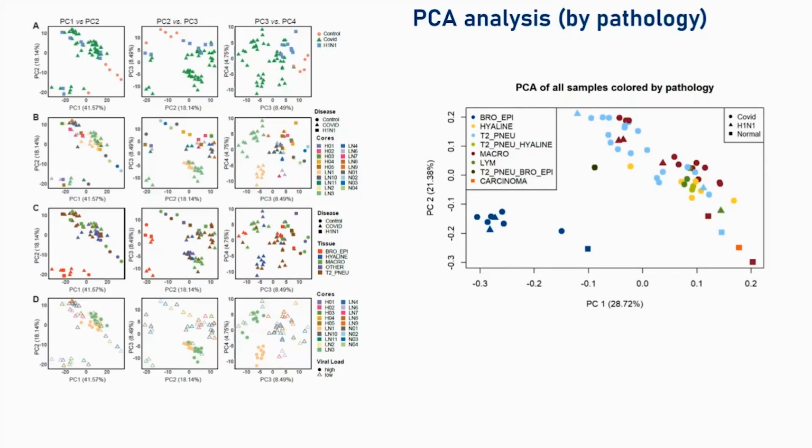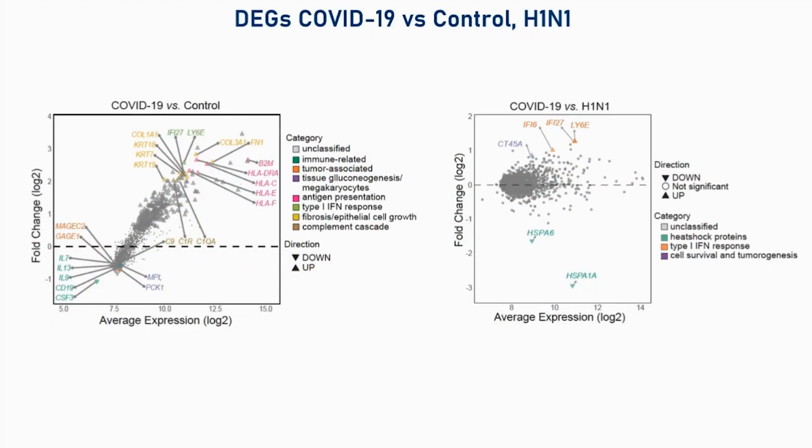So we could see the bronchoepithelial cells were at the bottom left, the hyaline membrane was in the yellow, the type 2 pneumocytes were in the light blue, and the macrophages were in the brown. And so this is really showcasing how you really need to integrate your pathology annotation with your spatial data to really understand what's going on. And so then we could compare the differentially expressed genes between COVID and control, COVID and H1N1.